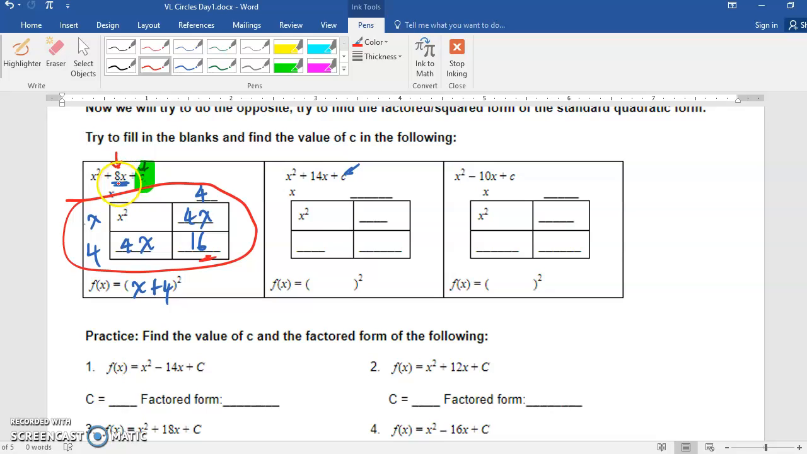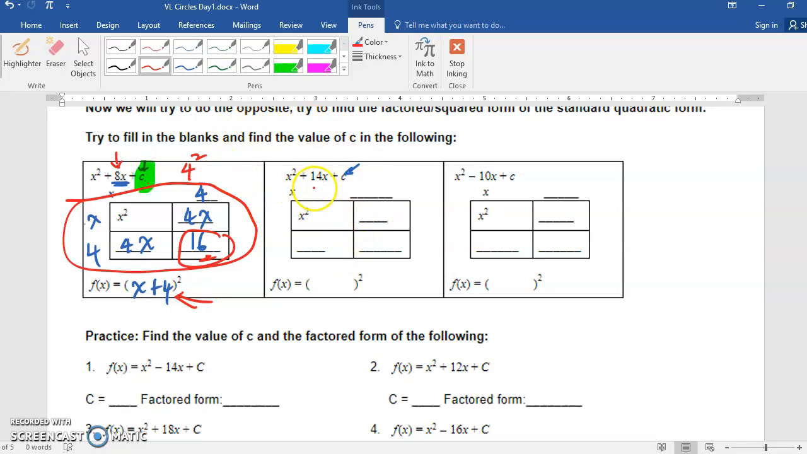It is twice of something, twice of 4, which means this C is actually half of the middle term squared. So you could immediately guess that the C constant here is 16, and hence the factored form is x plus 4 squared. You see that? So that's the idea here.